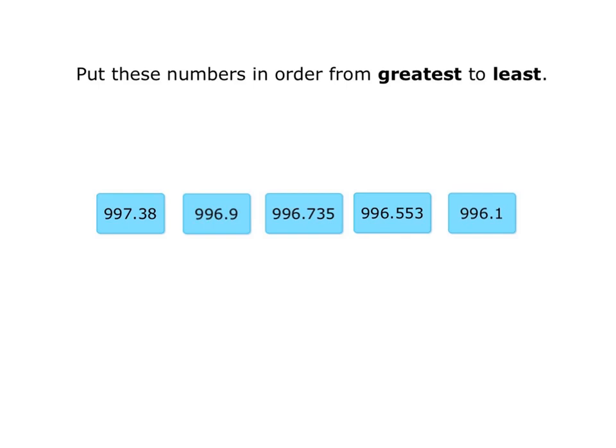Even though they look like really big numbers, it's quite simple to do. And that's it for ordering decimals. So if you are looking at these numbers and you're struggling with any, remember, just go place value by place value, and that will help you figure it out quite easily. Good luck.